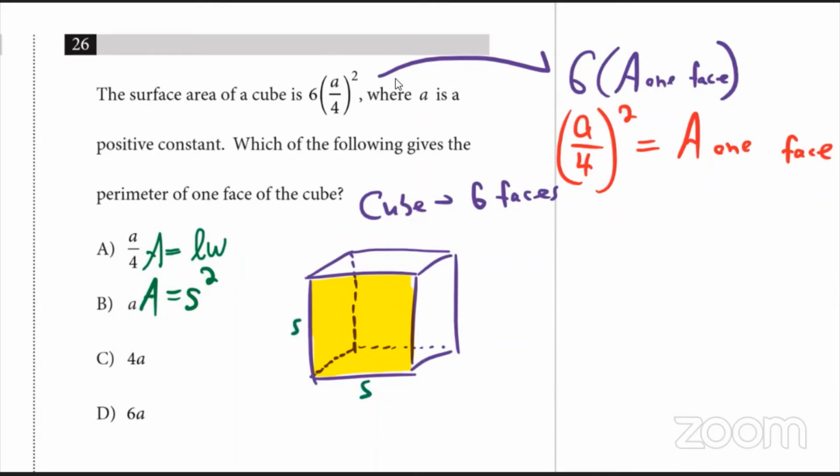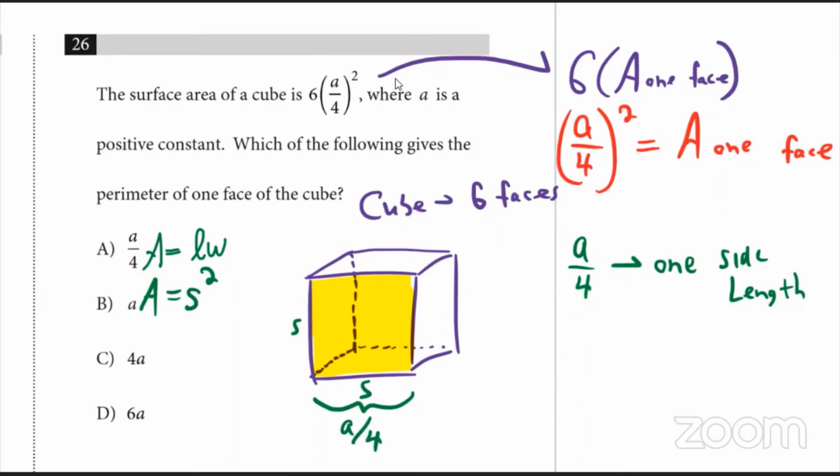Well, what are they telling us here? It's a over 4 squared. So what does a over 4 represent? It's representing one side length. So now that we have that, we can say this length here, in addition to being called s to us, it's a over 4 in this problem.